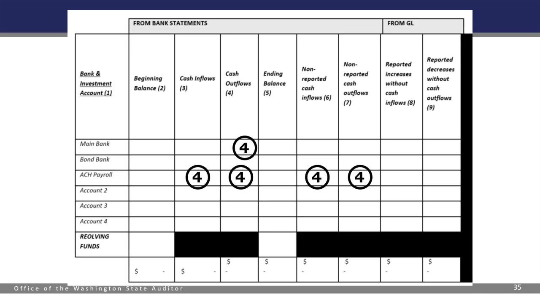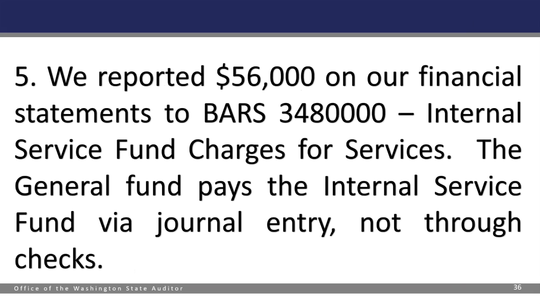Let's do one more. We reported $56,000 on our financial statements to BARS 3480000, which is an internal service fund charge for service. The general fund pays the internal service fund via journal entry, not through issuing a physical check. So asking those two questions: did it affect the bank account, and how did it affect our financial statements?